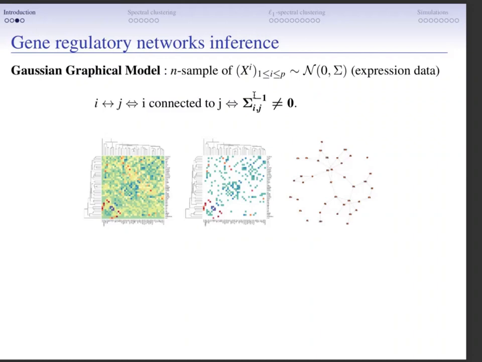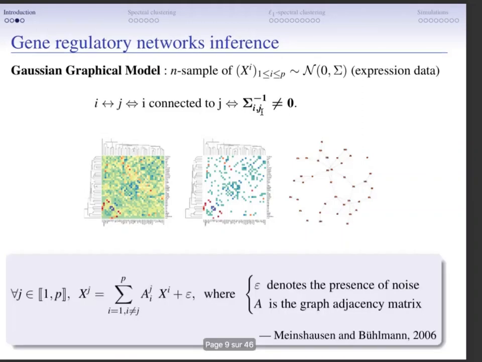Fortunately, you can establish a link between the non-zero coefficients of this precision matrix sigma and the coefficients derived from the linear regression of all genes on each gene. Here we just assume that each gene is written as a linear combination of all other genes except itself, so we exclude self-loops.